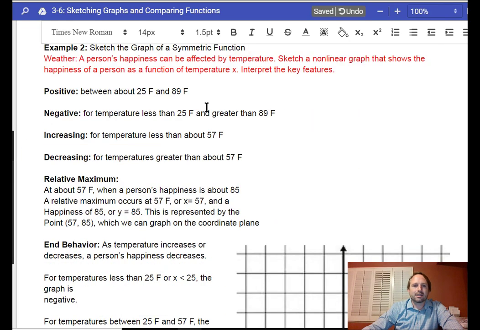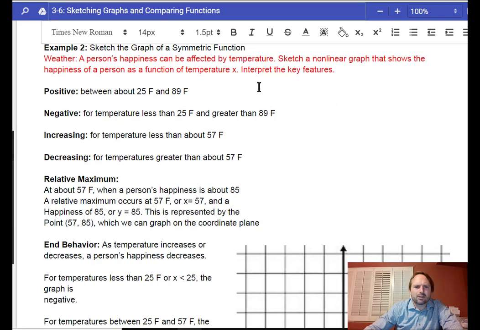All right, example 2. Sketch the graph of a symmetric function. So a person's happiness can be affected by temperature. Sketch a nonlinear graph that shows the happiness of a person as a function of temperature x. Interpret the key features. So it's positive between 25 degrees Fahrenheit and 89 degrees Fahrenheit. It's negative for temperatures less than 25 and greater than 89. For temperatures less than 57 degrees, it's increasing. It's decreasing for temperatures greater than 57 degrees. So there's a relative maximum at 57 degrees Fahrenheit.